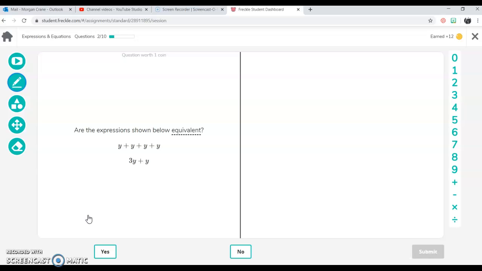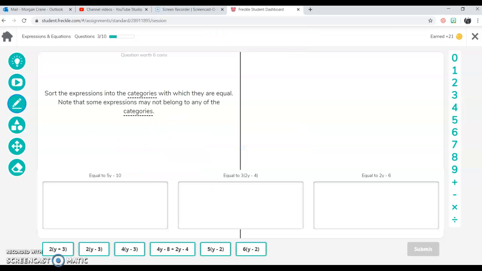Alright, the expressions shown below, we have to figure out, are these equivalent? So when you have all of these variables, you can add them together, okay? They all have the same variables, so they can all be added together. So y plus y plus y plus y would be like you're saying you have a 1 in front of all of these. So 1 plus 1 plus 1 plus 1 equals 4y. And if we look at the next problem, we have 3y plus y. That is the same thing as saying 3y plus 1y. 3 plus 1 is 4, and you put your y at the back. So yes, these are equivalent. Okay?